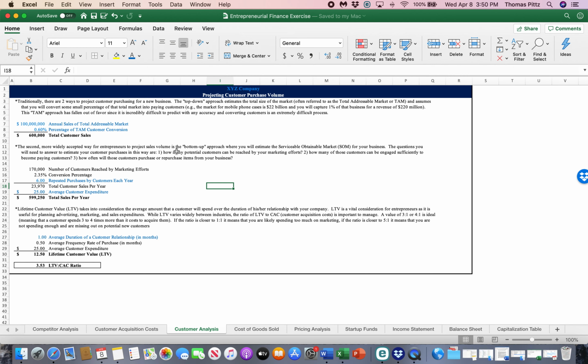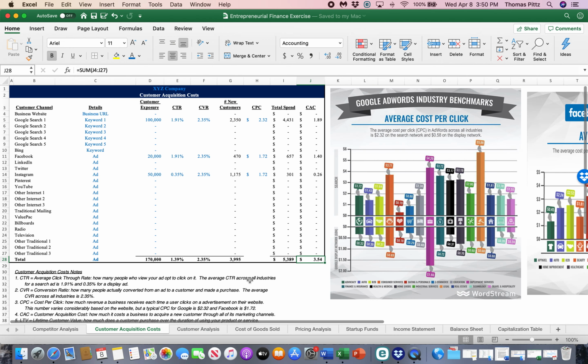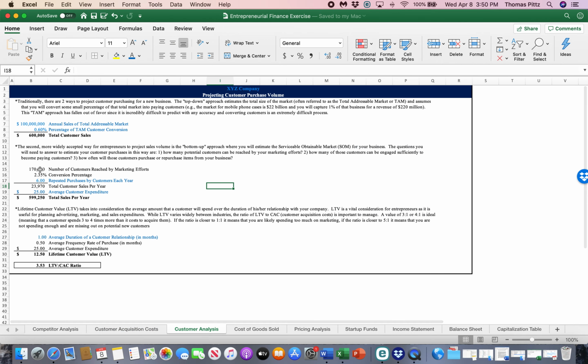So this is basically saying how many folks have our marketing efforts put us in front of, and we've already done that. We did all that over here. That's 170,000 people. So if you look here, remember the blue and the black? The black means it pulls from a formula, which means it pulls from that other sheet. From a bottoms-up approach, we're going to be in front of 170,000 potential new customers. We're going to convert 2.35%.